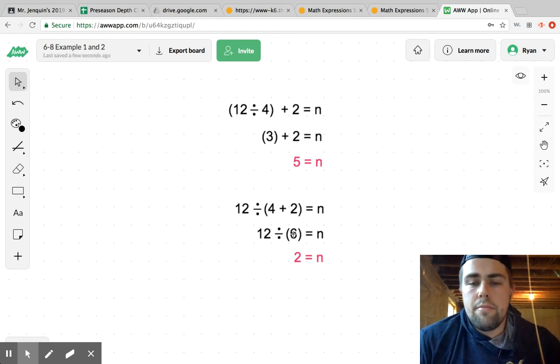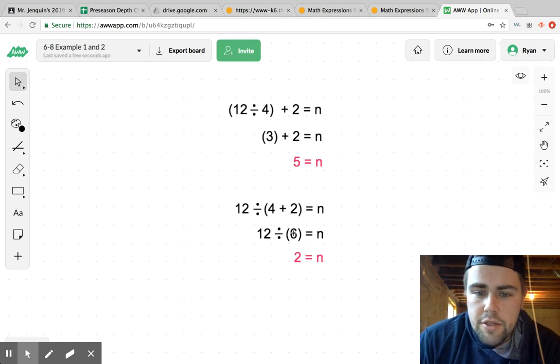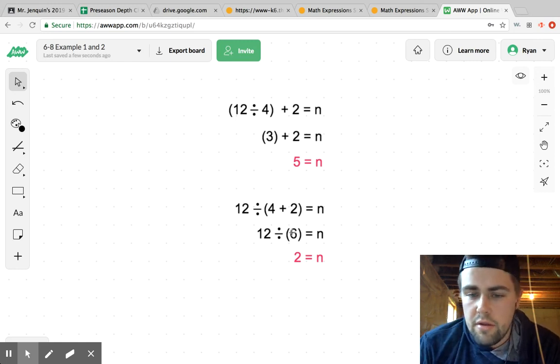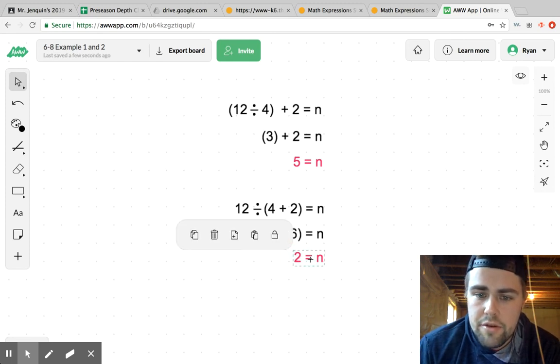And again, the reason I put the parentheses around the 6 is just so I know that that's where my work was from the previous step. Then we have 12 divided by 6 equals 2. So our answer for this last problem would be 2 to equal n.